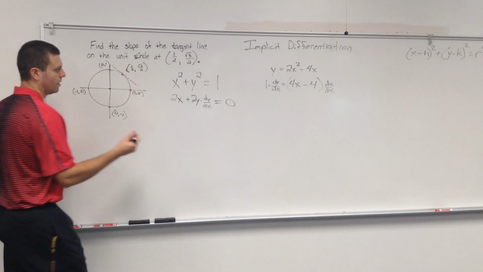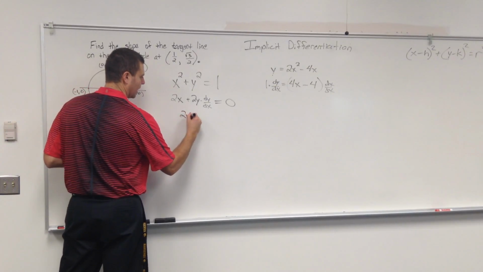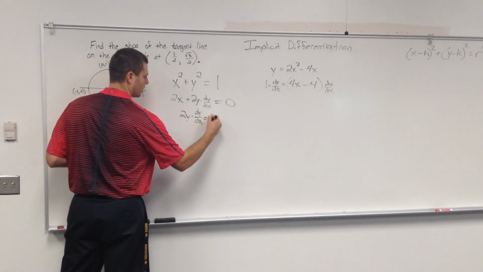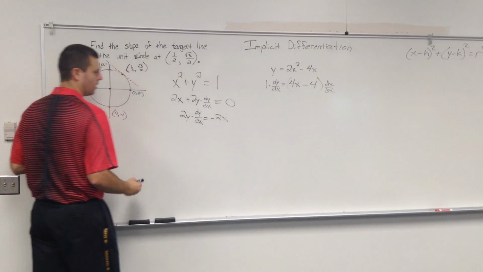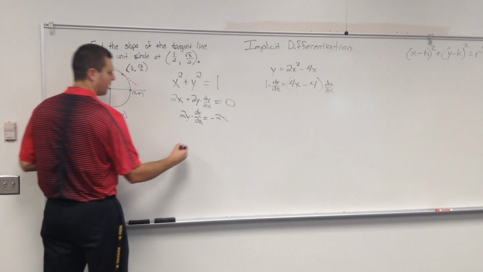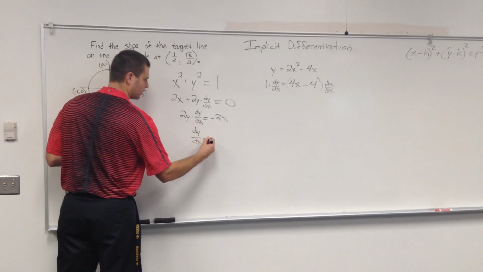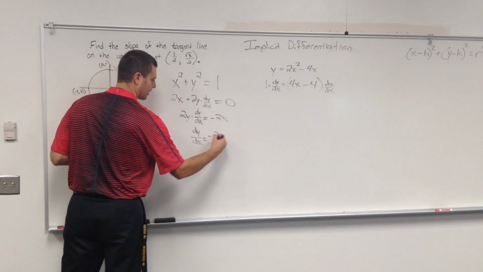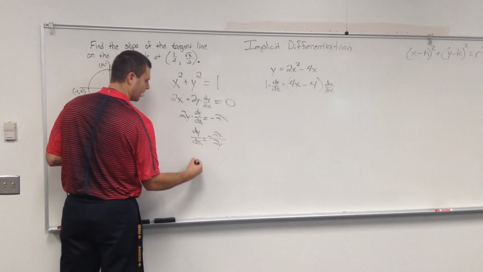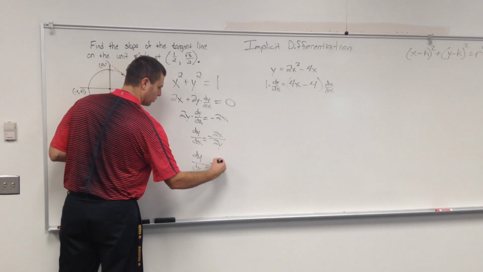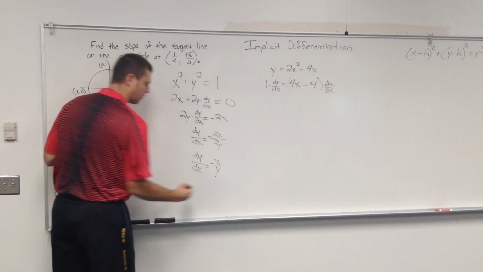So I'm going to subtract 2x from both sides. Then what? Divide by 2y. So dy dx will equal negative 2x over 2y, which simply equals negative x over y.